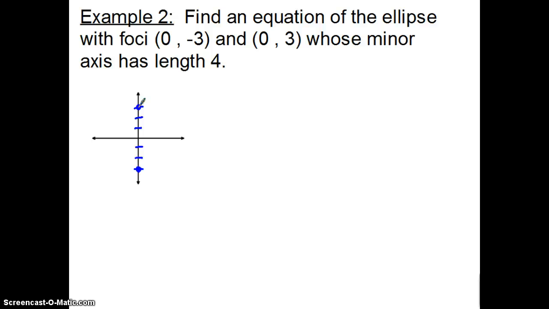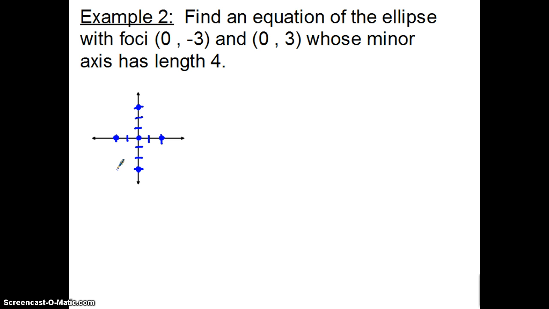But it also tells me the minor axis has a length of 4. Remember, the foci are always on the major axis. So the major axis is going to run this way, which tells me my minor axis is going to run horizontally. So if that has a length of 4, then from the center to the left and to the right is going to be a distance of 2.